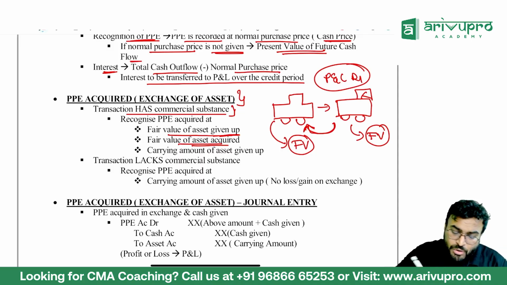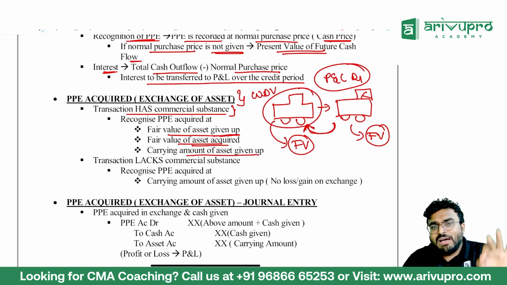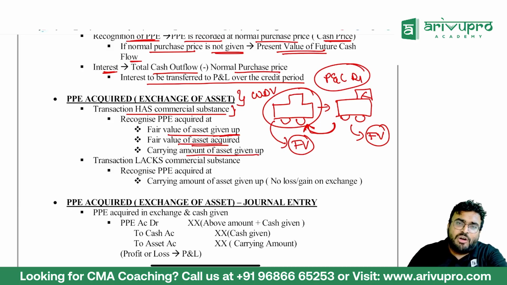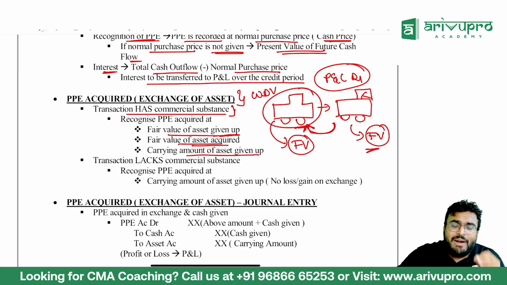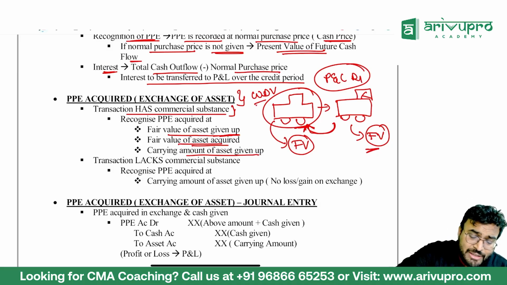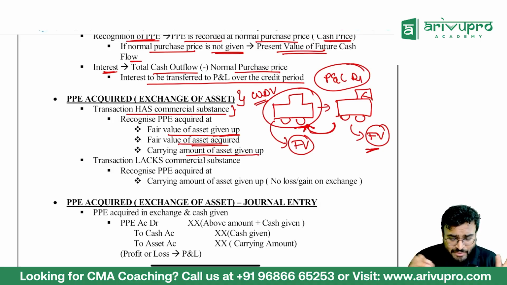If I don't know both, then carrying amount of the asset given up. The car has one WDV, no? The WDV of the car will be the value at which the truck will be recorded. So first preference is what? Fair value of the asset given up. Second preference is what? Fair value of the asset acquired. That is also not there? Then you're going to take the WDV of the asset which is given up.